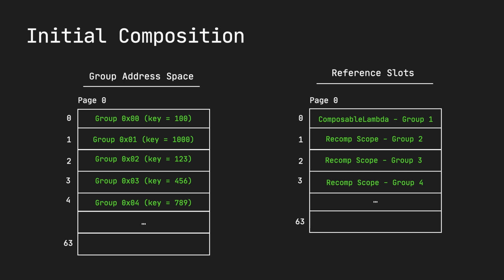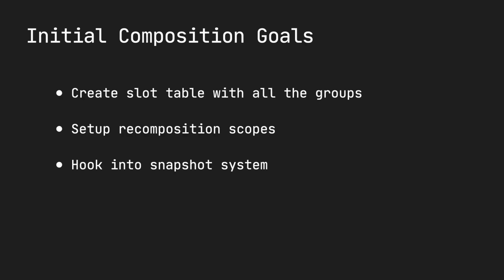So we have accomplished the 3 goals that we set out to do, which is to be able to create all these groups and set up recompositions, and hook into the snapshot system. This is really, really important because it sets everything up to be able to now traverse these groups during recomposition when there's a change that happens in the state. And we'll look at how that works underneath the hood.